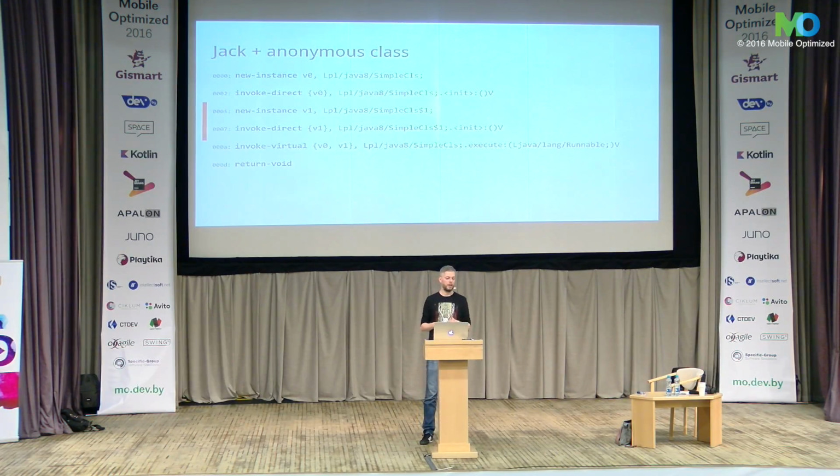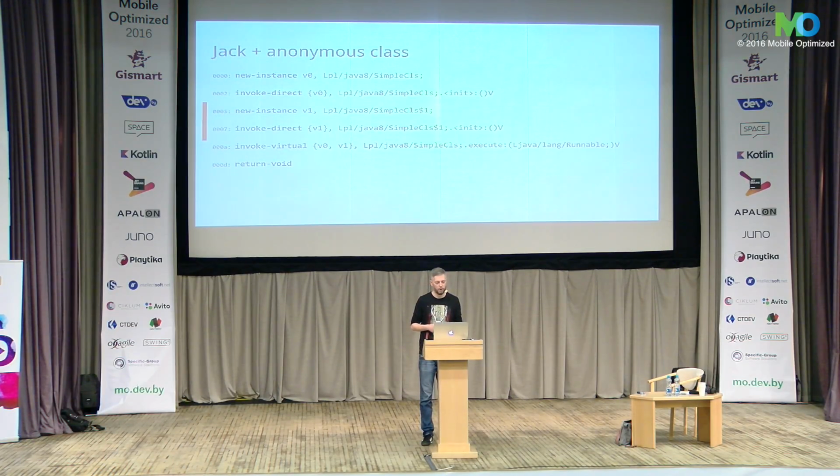And now let's look at Jack. With Jack, our code with the anonymous class looks like this. As you can see, it's very similar. The difference is that we have a new instruction in the bytecode. Here is the new-instance instruction. But still, I need to create a new instance. Then I need to invoke-direct to call a constructor. Then I create another instance of the internal class, call another constructor, and then execute the execute method. Okay, I need about six instructions for that. That's Jack with an anonymous class.